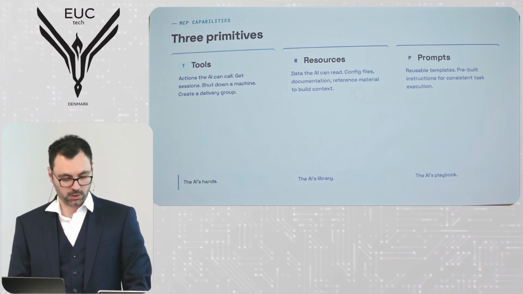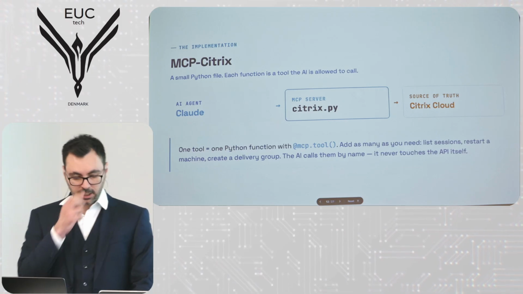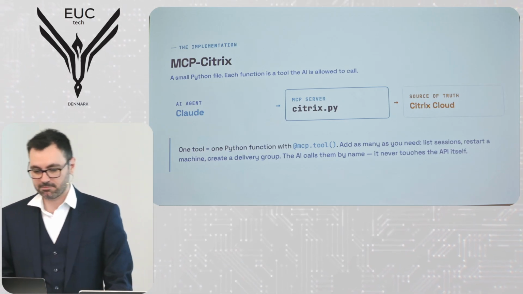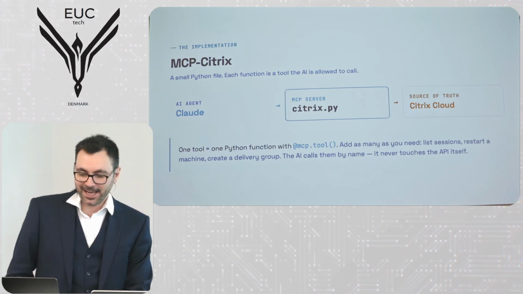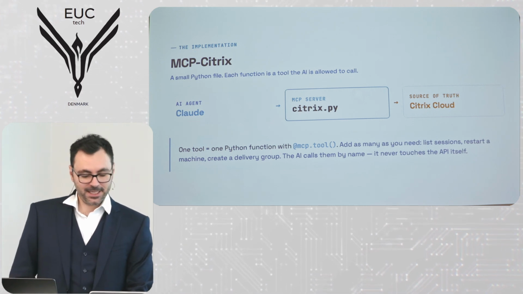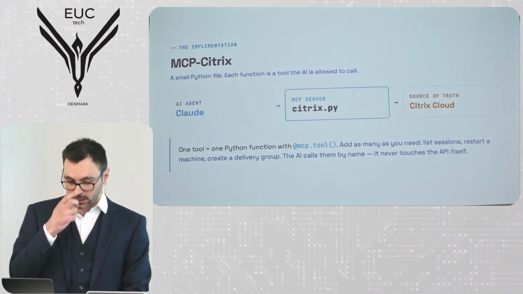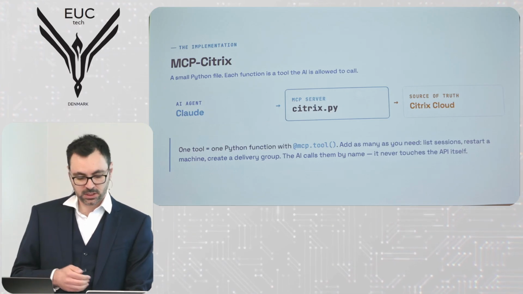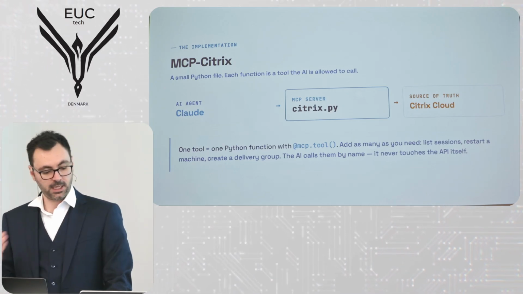Remember the brain in the jar. So here's what I built. Called it MCP Citrix. Sorry, the name is boring. Not like Adrian. And it's open source on GitHub. I am using Claude Code as the AI agent. It calls the MCP server when it starts automatically.